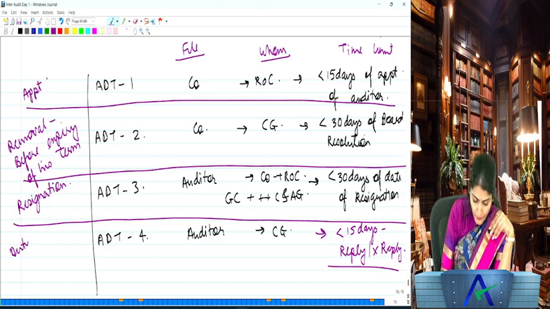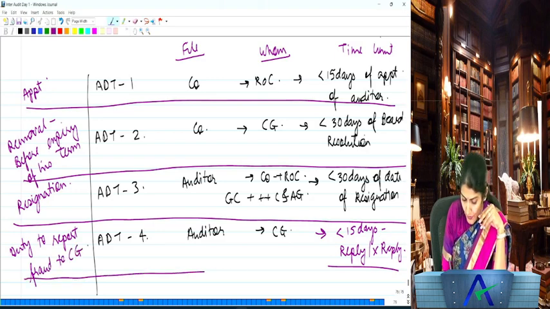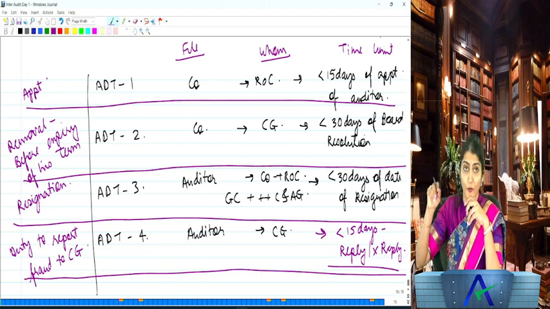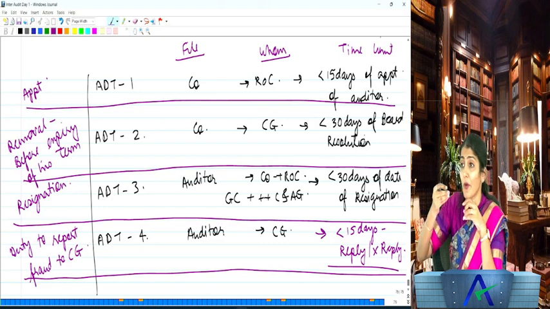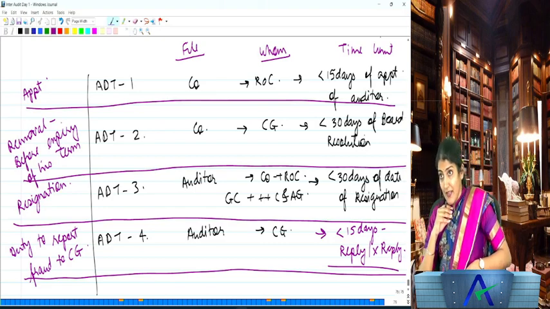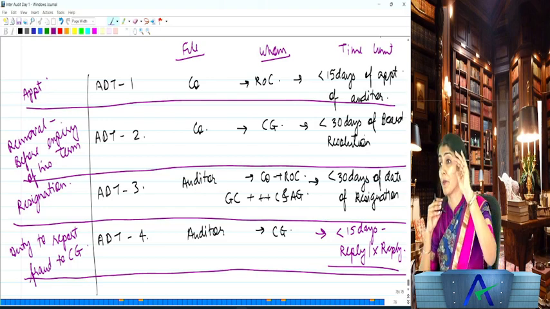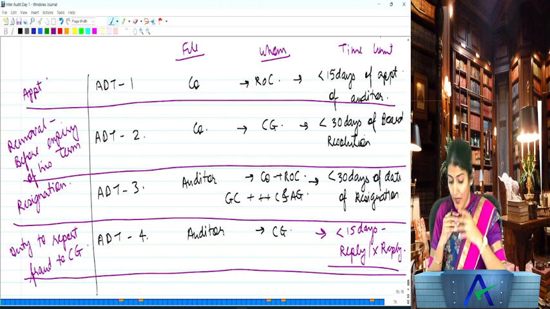So duty to report the fraud to CG. And duty to report the fraud to the central government. So auditor of the company, if you come to know about a fraud, then that fraud you need to report it to the central government. Okay, I am doing the audit of Growth Limited and I come to know that there is a fraud which has happened. So it says it's the duty of the auditor to report the fraud to the central government. In which form? In form ADT4. Are you understanding that?